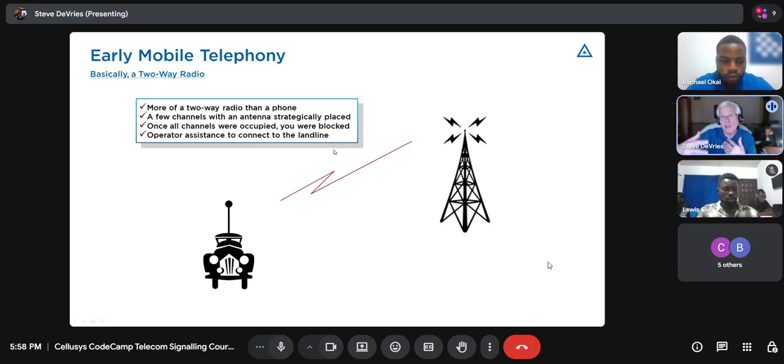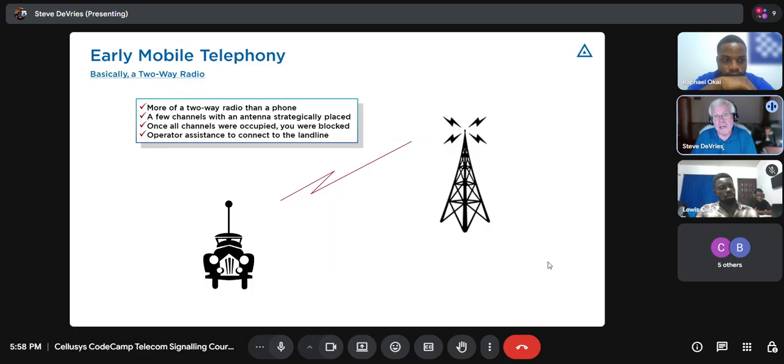So this was the whole idea of mobile telephony. You get just a certain amount of channels. You've got this strategically placed antenna, let's say on a tall building or somewhere, and that's it. You only had maybe 10, 15 channels. Now, obviously, as time went on, it was not going to be adequate. You need more and more people, so you need to increase that capacity.